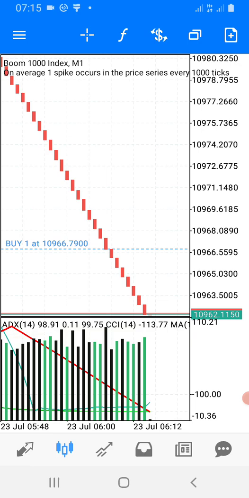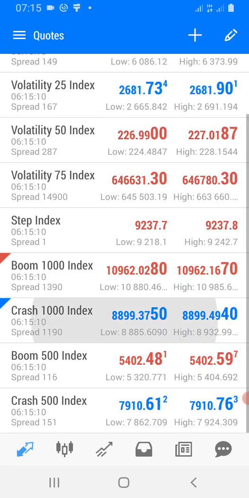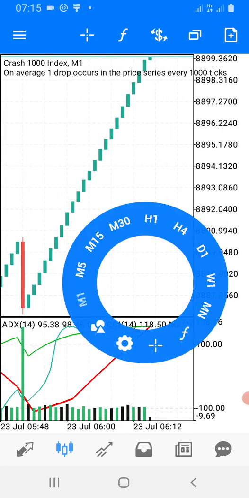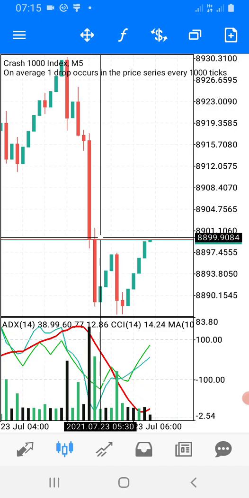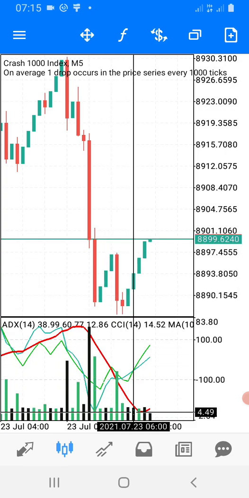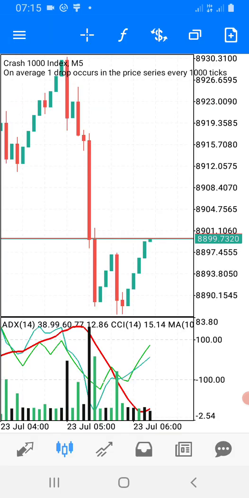We are still waiting for Boom 1000 to spike. So while we wait, let's check out Crash 1000. Okay, Crash 1000 is about to spike also. You can see, but for the 5 minutes, guys, this is the reason why I say you should always check the 5 minutes. Look, when it crosses below on the 5 minutes, it indicates a buy trend.